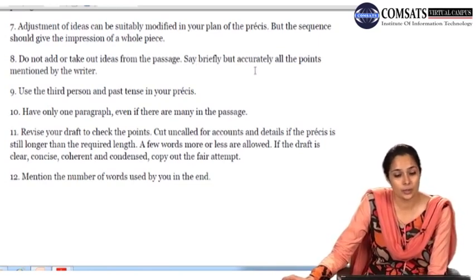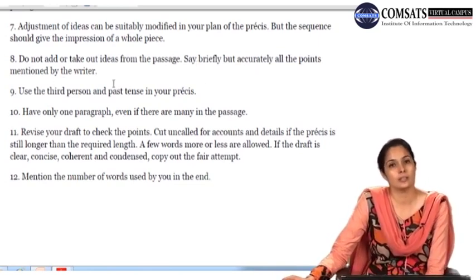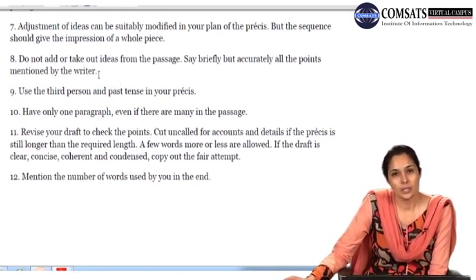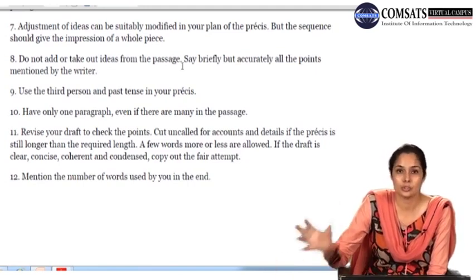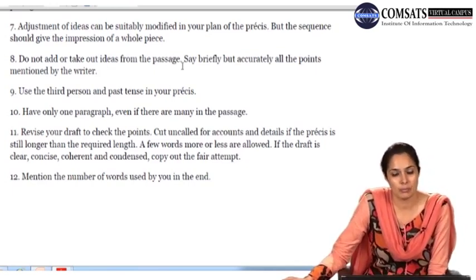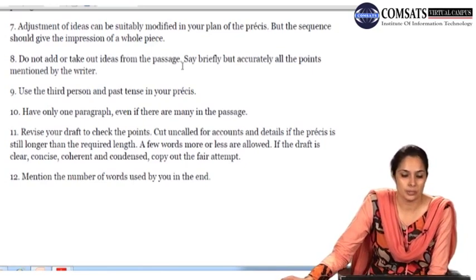Say briefly but accurately all the points mentioned by the writer. Be brief about them. The sentences written in the original passage are mostly very long and very elaborate, but you are supposed to change them into a smaller form, in a more comprehensive, concise form, and put them in your Prezi.